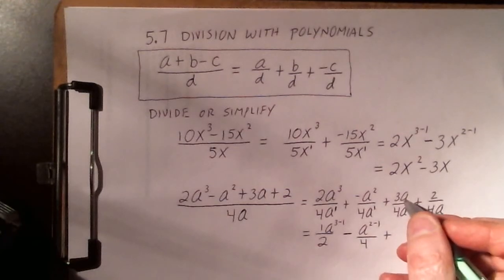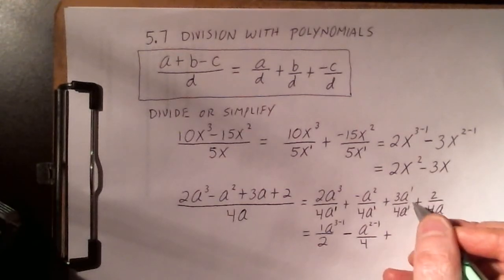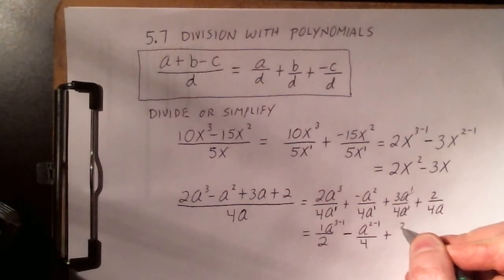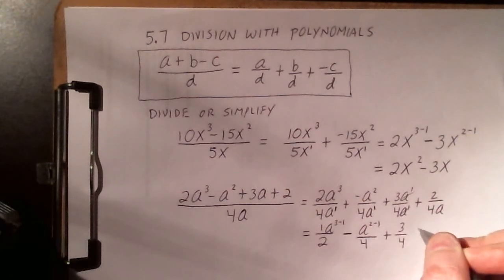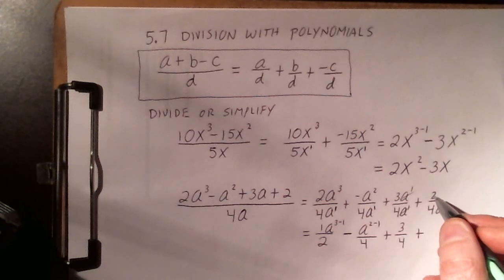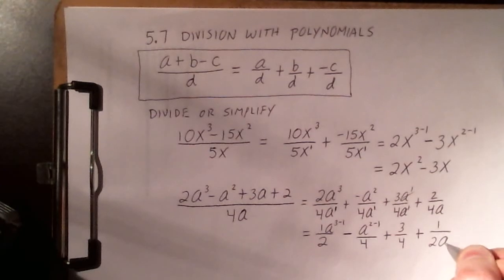Plus 3a divided by 4a. These a's reduce out to 1s. They cancel out, and we're left with 3/4. Plus, the only thing we can do with this last fraction is reduce 2 over 4. Notice the a will have to remain in the denominator. So 2 over 4 reduces down to 1/2. So 1 over 2a. And that would be our, well, hold on, we're almost done.